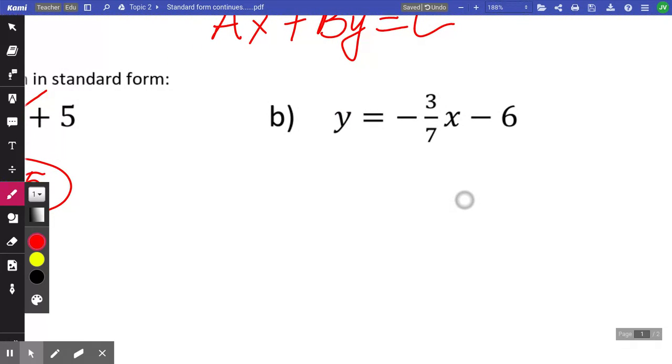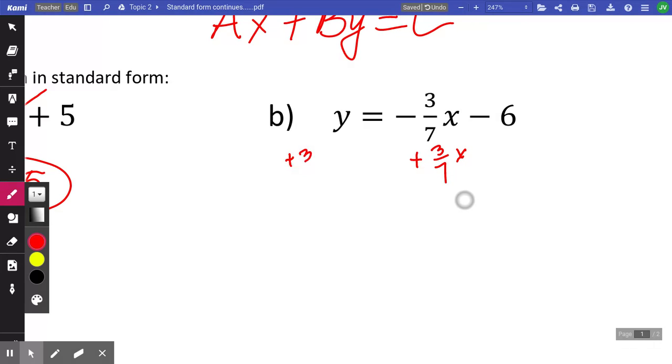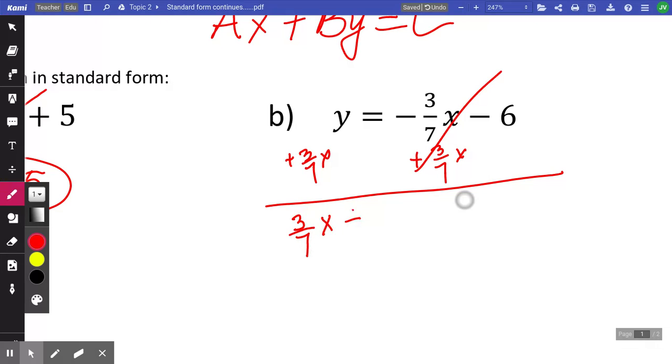All right, I will take this negative 3/7 x and switch it to the left side. I can do that by adding 3/7 x to both sides, okay? This will cancel. So we have 3/7 x plus y equals negative 6. But remember, we have to have a, b, and c as integers. So I'm going to have a whole number in front of x. The coefficient has to be a positive integer.